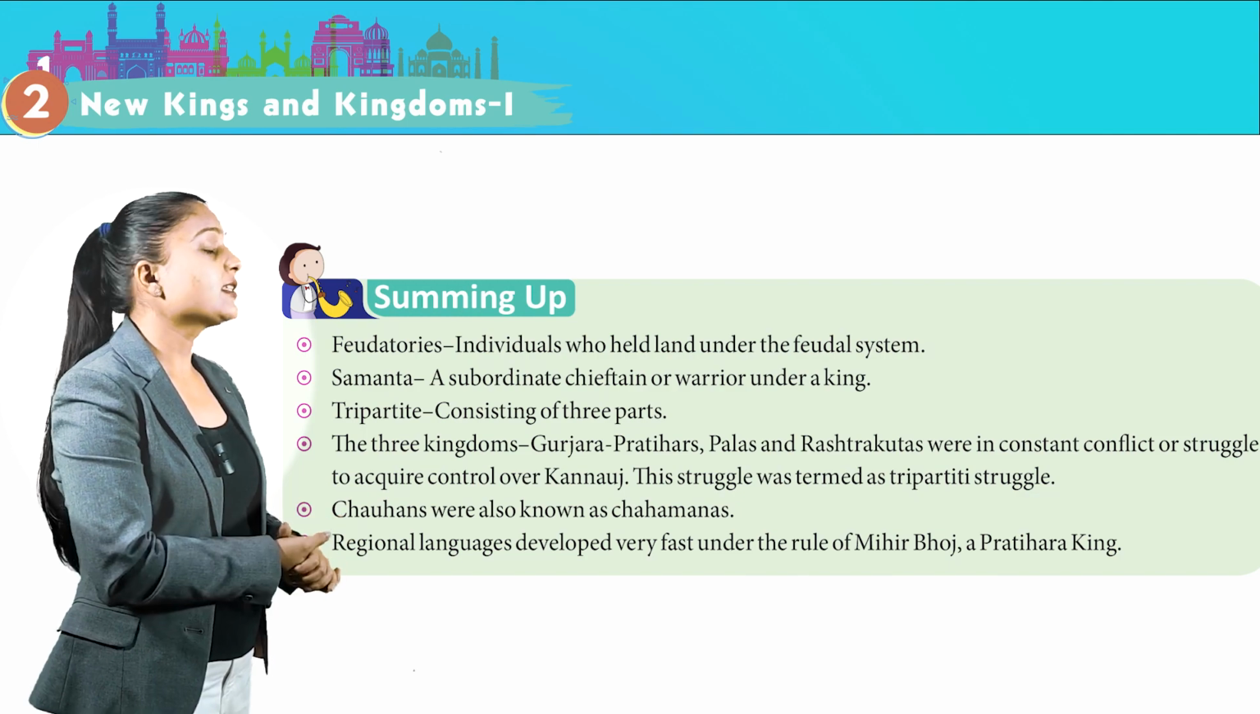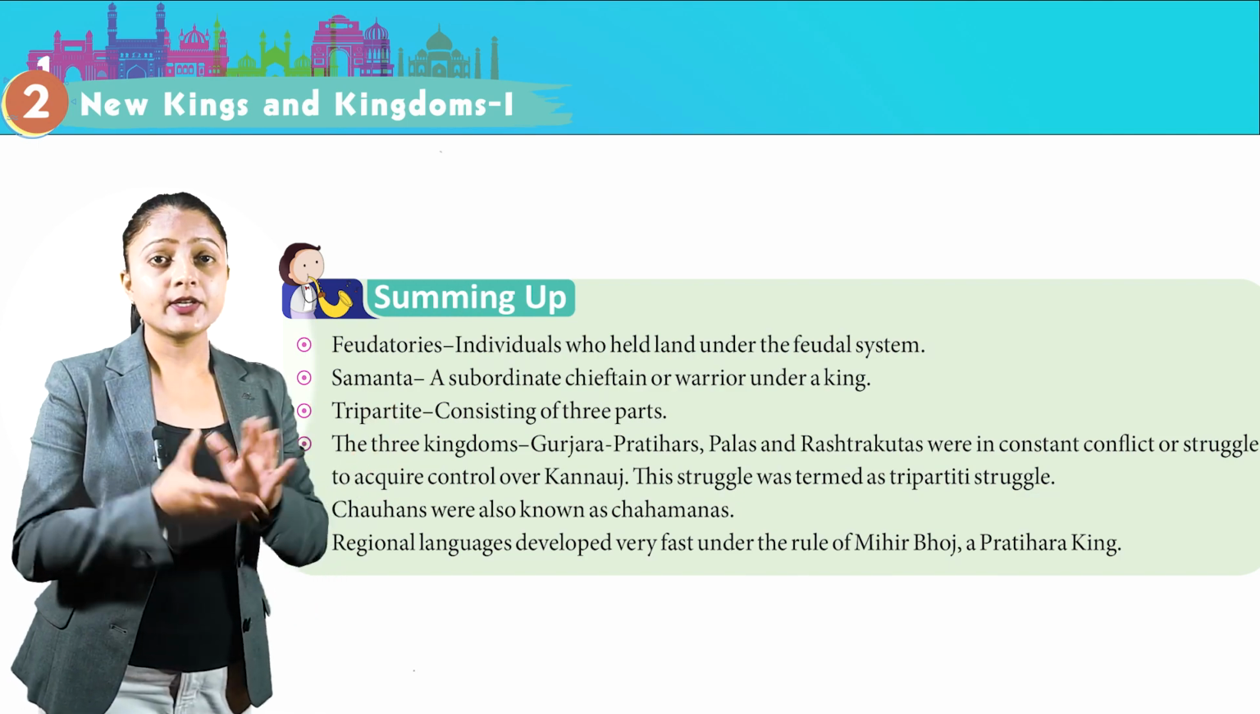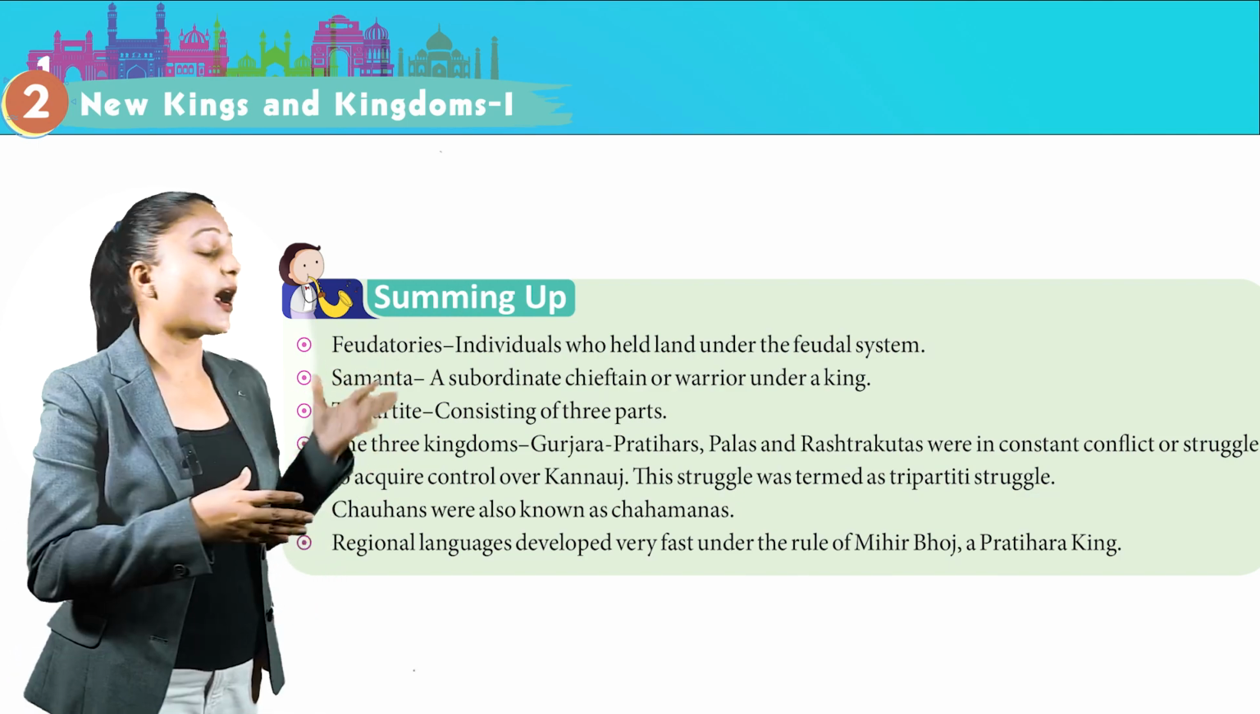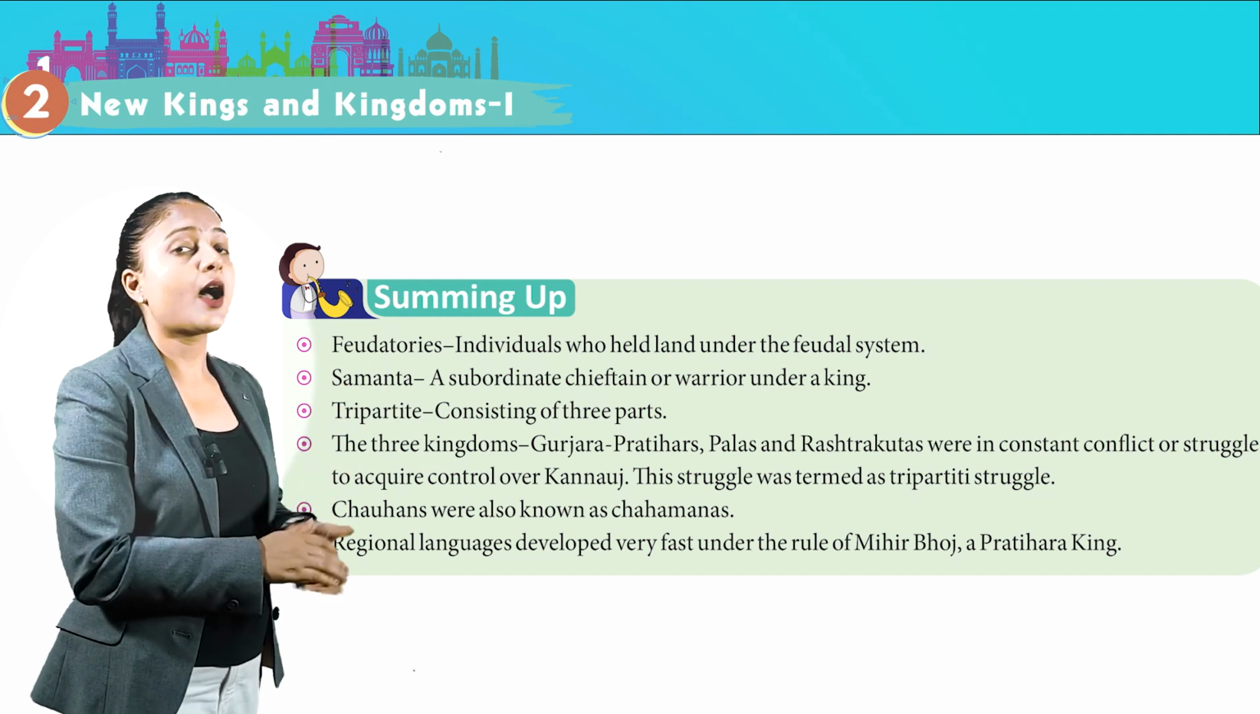Chauhans were also known as Chahamanas. Regional languages developed very fast under the rule of Mihir Bhoj, a Pratihara king.